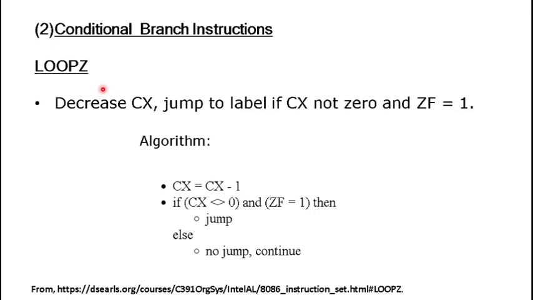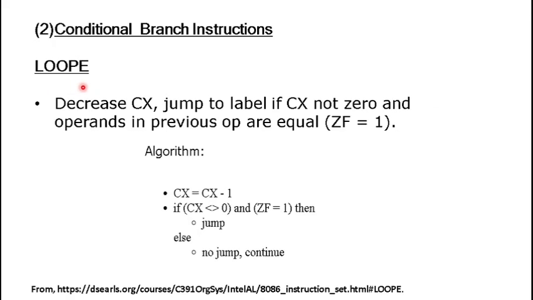So if at a particular line you need to jump back to a previous line, or jump forward to a line to execute a loop, LOOPZ and LOOPE can be used if the loop has to be executed when the zero flag is set. In short, if the zero flag is set based on a previous instruction, and only then do you need to execute a loop, you can use LOOPZ or LOOPE.